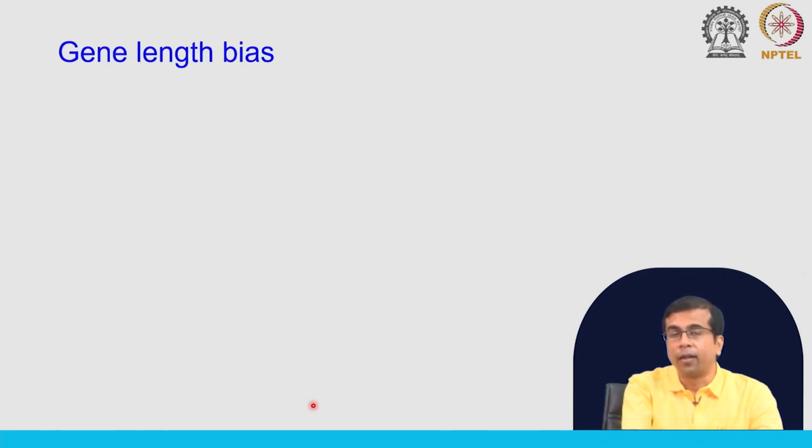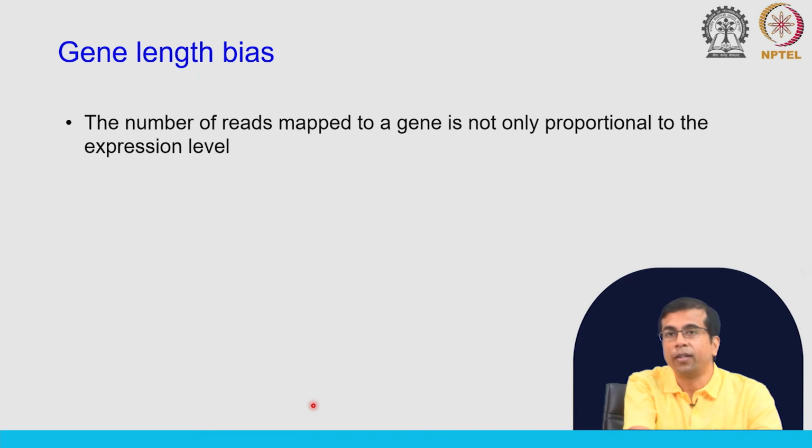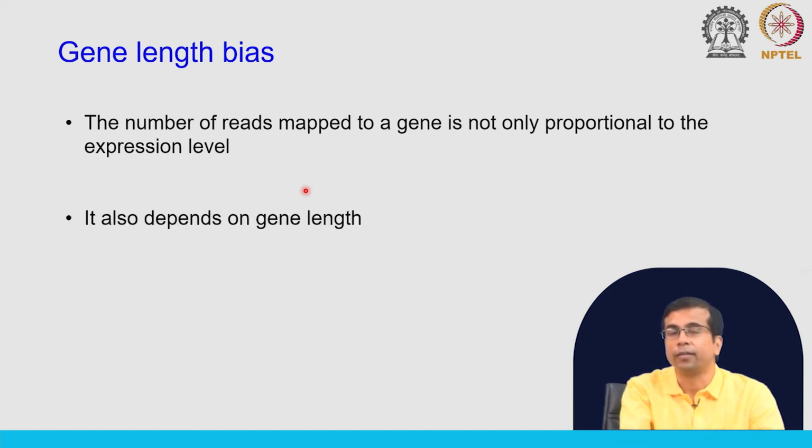One of the points I mentioned is that there is a gene length bias, and what we originally assume is that the expression level of a gene is proportional to the number of reads that map to the gene. This is a very naive assumption, and it will be affected by this gene length bias. So, the number of reads mapped to a gene is proportional to the expression level, but what we see is that this is not the case, and this number also depends on gene length.